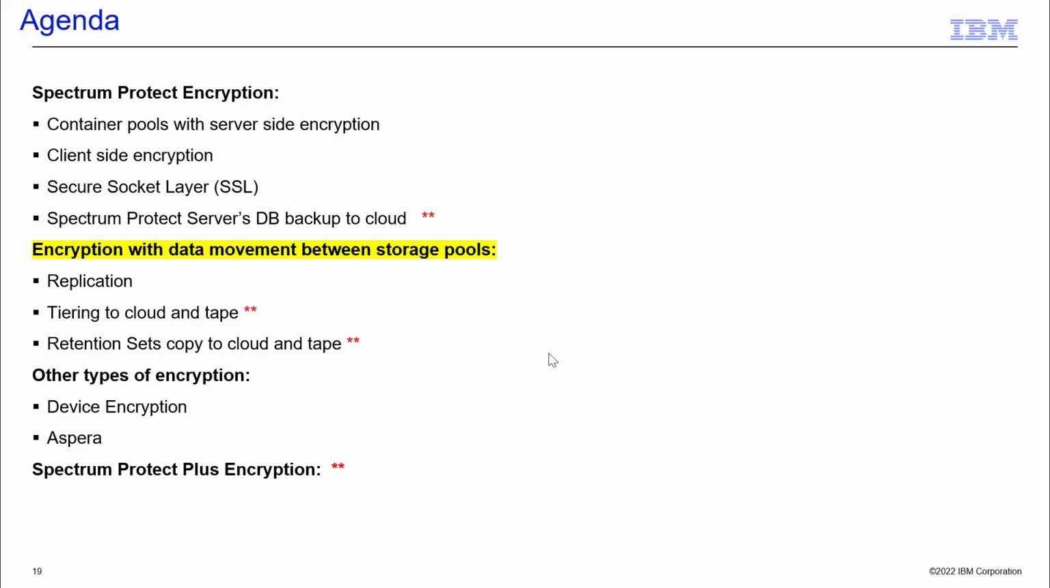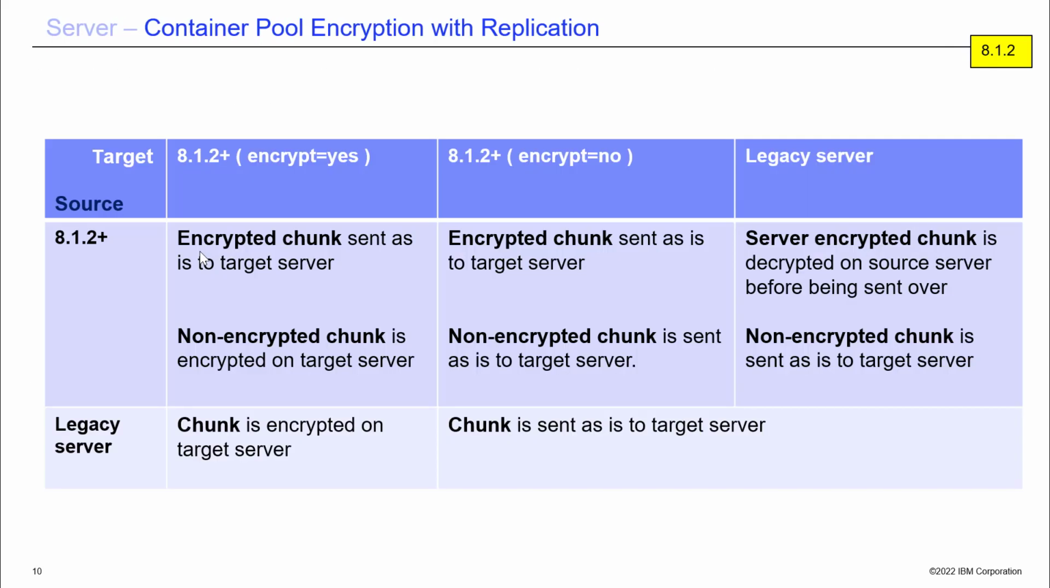Now we're going to look at how encryption of that data works when you're moving that data between our different storage pools. The first thing to note is how encryption works with replication. By default, we're pretty lazy. If we've already encrypted the data, we're going to keep it encrypted regardless of what the target replication server has set for its encryption. If you do not have data encrypted on the source server, but your target server requires it, we will encrypt it in transit so that as it crosses the network over to the target server, it will be encrypted and land on the target server encrypted.